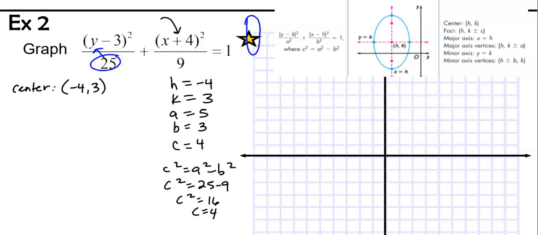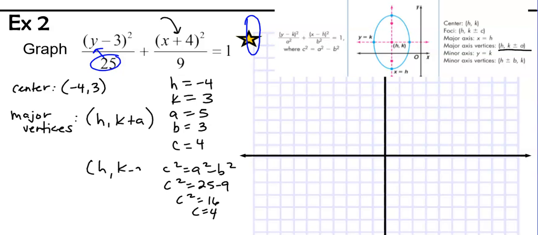Up next, I would do the major axis vertices, or just major vertices is fine. So those are going to be at H and then K plus or minus A. So H, K plus A, and then H, K minus A. So we can just substitute our stuff in there. So H is -4, and then K plus A. So 3 plus 5 is 8. And then -4 for H again, and then K minus A. So 3 minus 5 is -2.